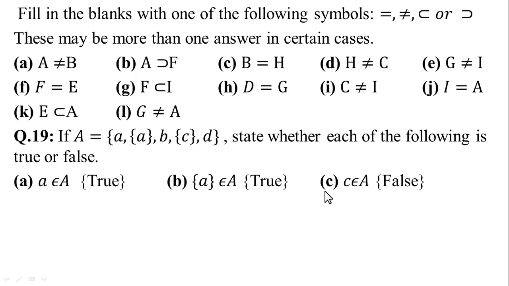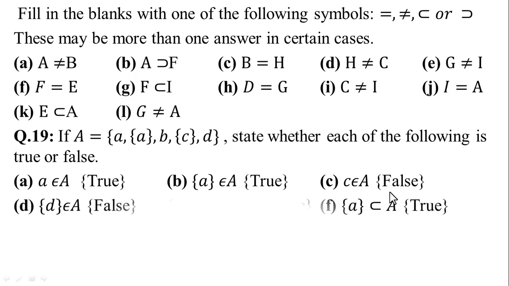In part C, c belongs to A. In this case, the set {c, d} belongs to A, not the single element c. So this statement is false. Now in part D, {d} belongs to A. Here the element d is not a member of A, nor is the set {d}. So this statement is false. In part E, {a} and the set A belong to A. So this statement is true.